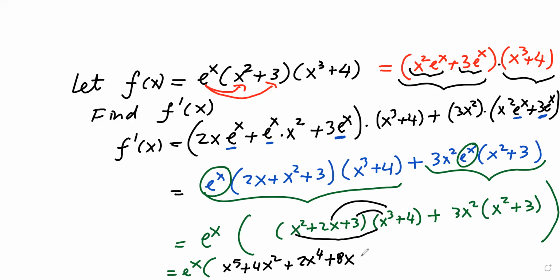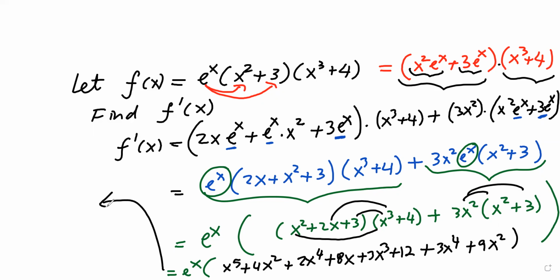Now I can just do this, 3x cubed plus 12. Done here, plus now then distribute this. That's 3x to the 4 plus 9x squared. Okay. Then you can just combine the like terms here. So let me put that over here if I can fit it.